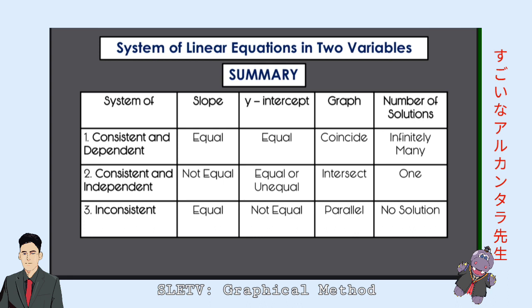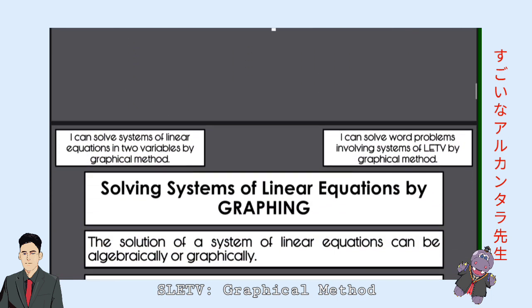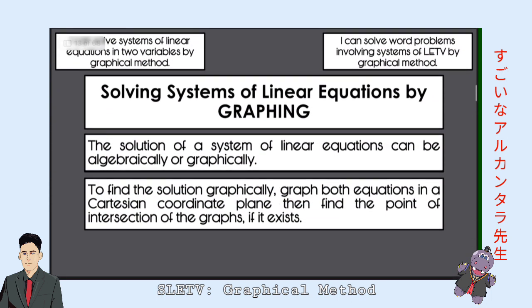For us to fully understand this, it is now important that we go for the first way of solving systems of linear equations, and that would be the graphical method. So the first one, when talking about graphical method, the solution of a system of linear equations can be done algebraically or graphically. The one that we will do algebraically will be elimination and substitution in the near future. While for graphing, we have to find the solution by graphing both equations in the same Cartesian coordinate plane, then find the point of intersection of the graphs if it exists.